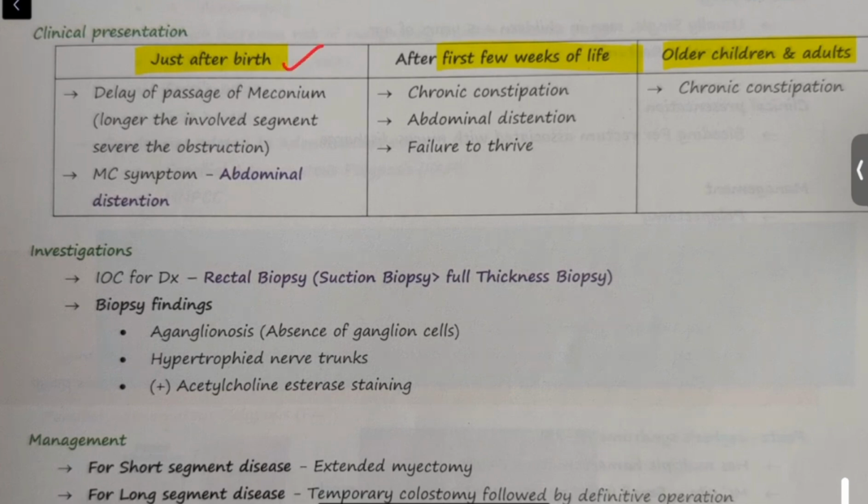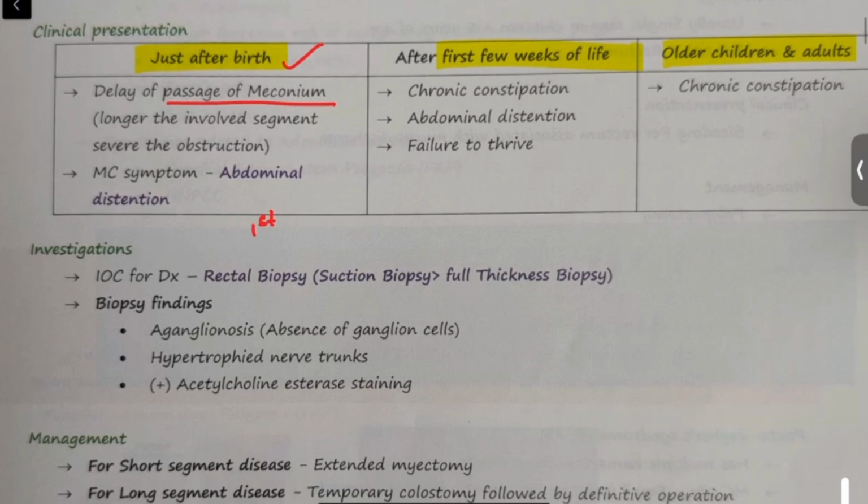There will be delay in passage of meconium. Meconium is the first stool passed by a newborn. If there is delay in passage of meconium, that suggests absence of peristalsis, and that can be due to Hirschsprung's disease. If the segment involved is longer, then the obstruction will be severe. Otherwise, most commonly the symptom will be abdominal distension.